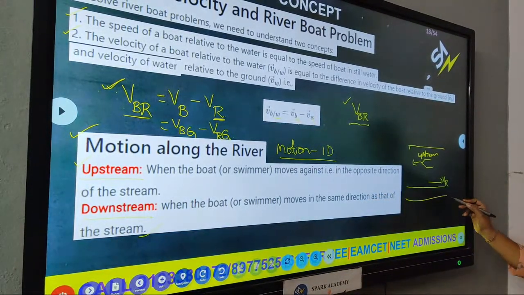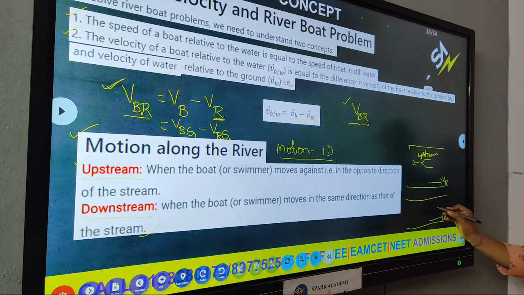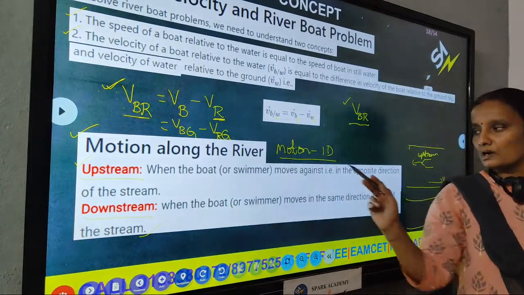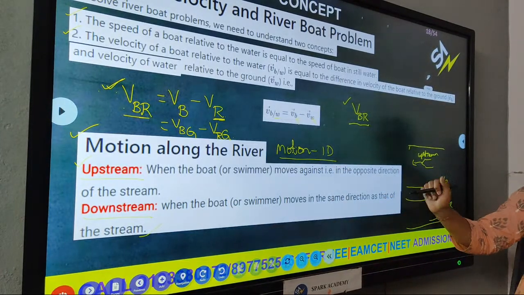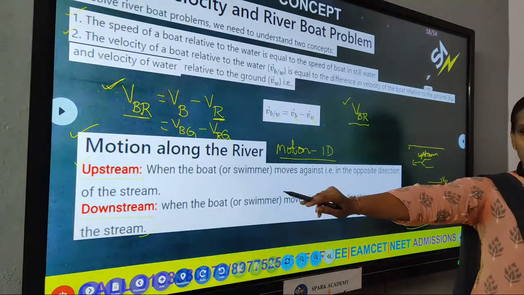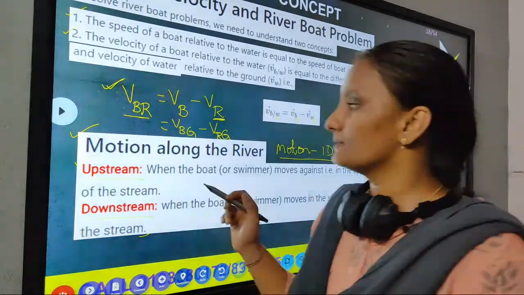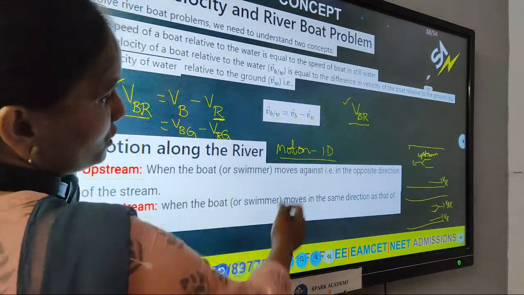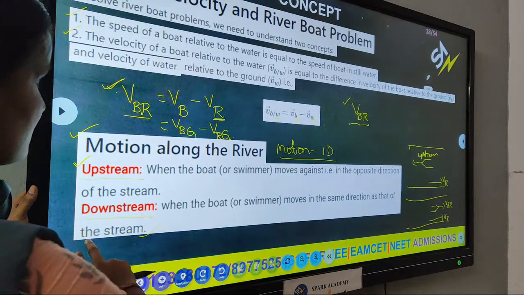So downstream means the river flows in this direction, and the boat person also drives the boat in the direction of the river flow, that is downstream. So along the direction of the river flow, the boat is driven downstream. Opposite to the direction of the river flow, the boat is driven upstream. We need to keep in mind these points. So motion along the river is an example of relative motion in one dimension. We discussed the problems also.